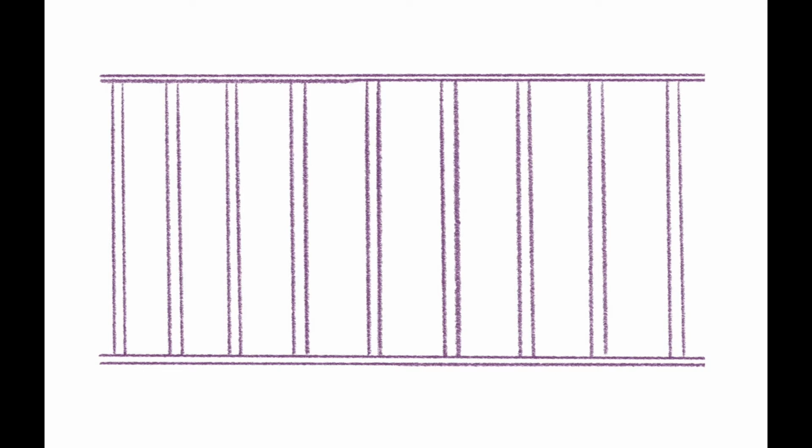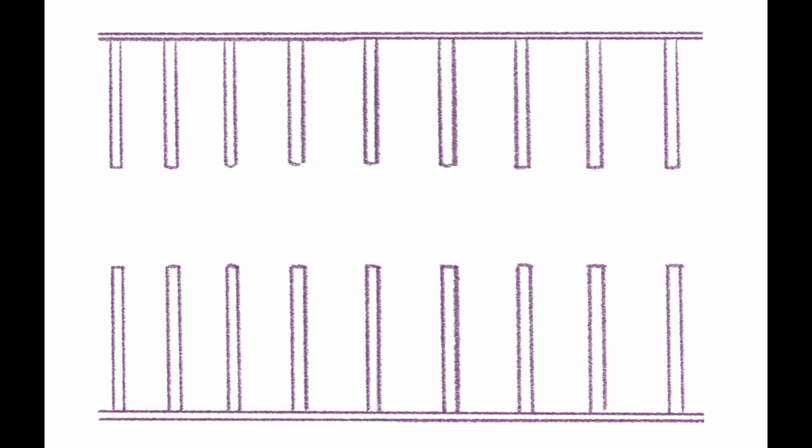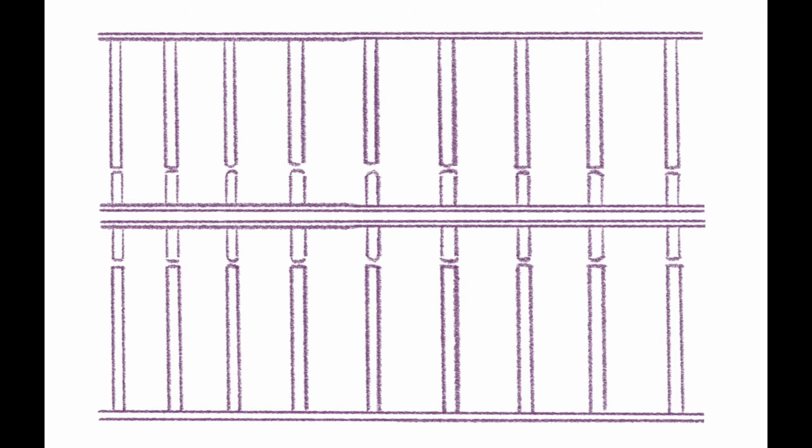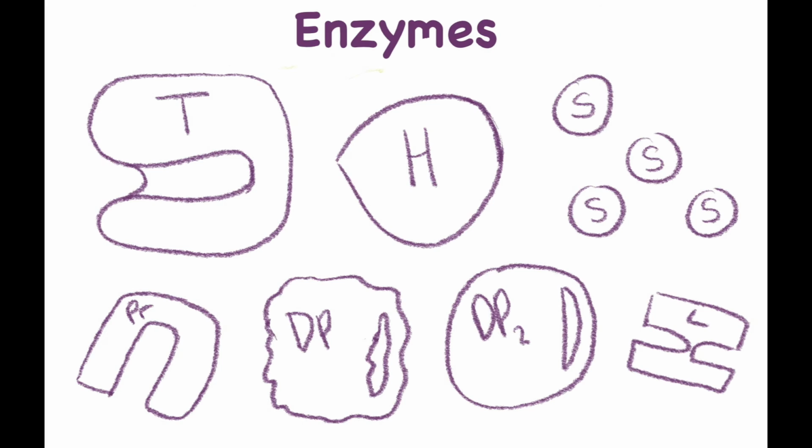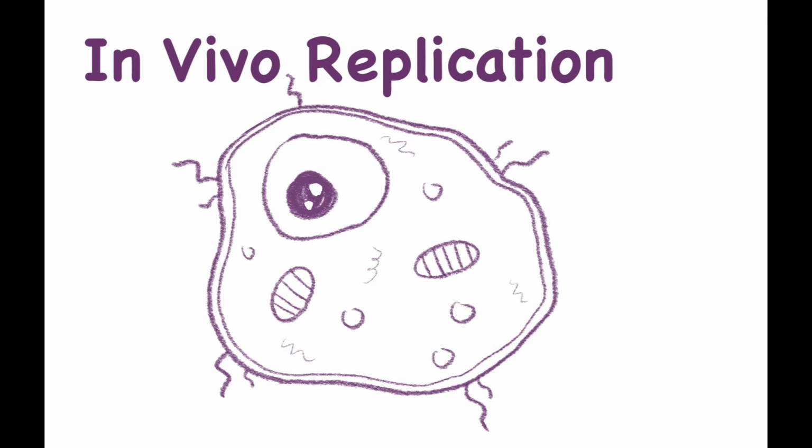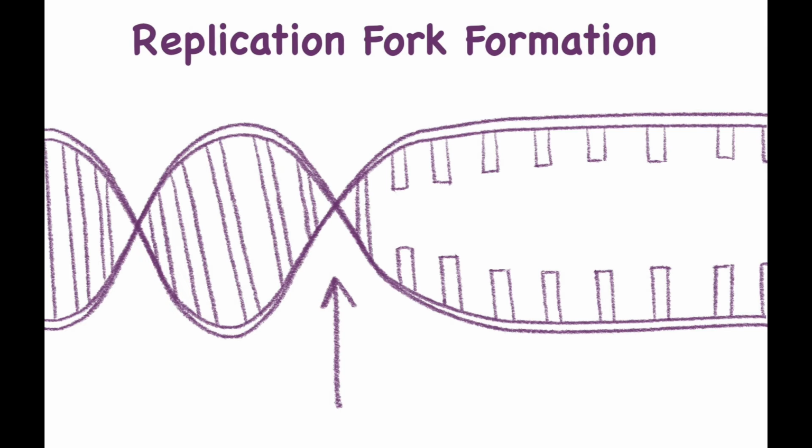It involves the use of one strand of the original parent DNA, known as the template strand, in order to form a complementary daughter strand. In the end, 2 new strands are formed. There's also a whole bunch of enzymes that help catalyze the replication. Let's walk through the steps of in vivo replication, the replication that occurs inside the cell. Now, the first thing that needs to happen is replication fork formation.